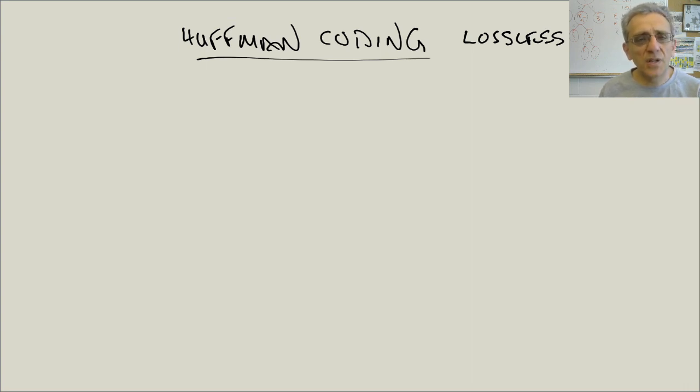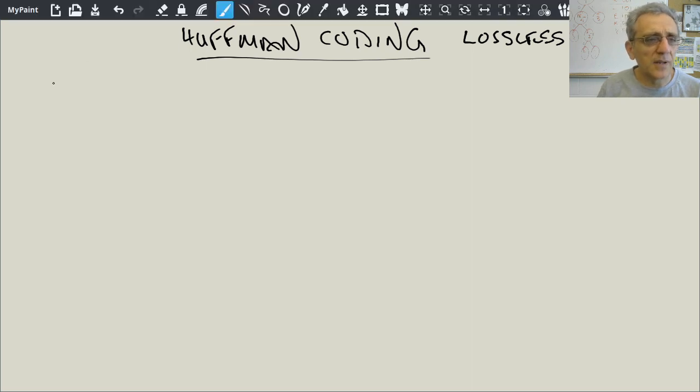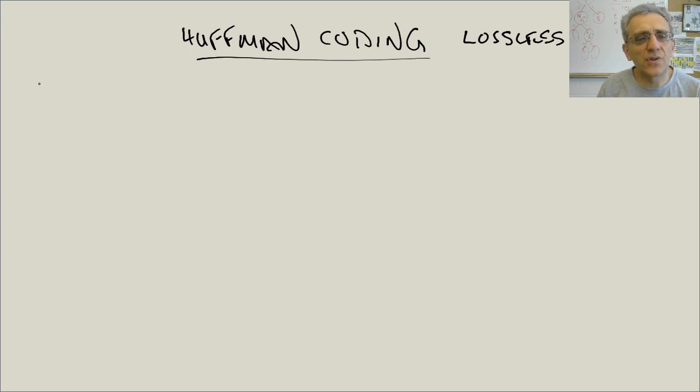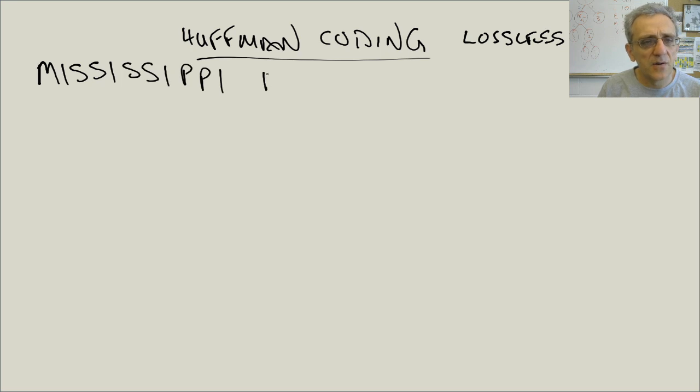So the way we're going to start this is we're going to take a string, and this is a kind of a classic string to compress. It's Mississippi River. And there's a space there. So the first process of this is we have to go through each letter and tabulate how many times it occurs. So the M is once, the I is 1, 2, 3, 4, 5 times. The S is 1, 2, 3, 4 times.